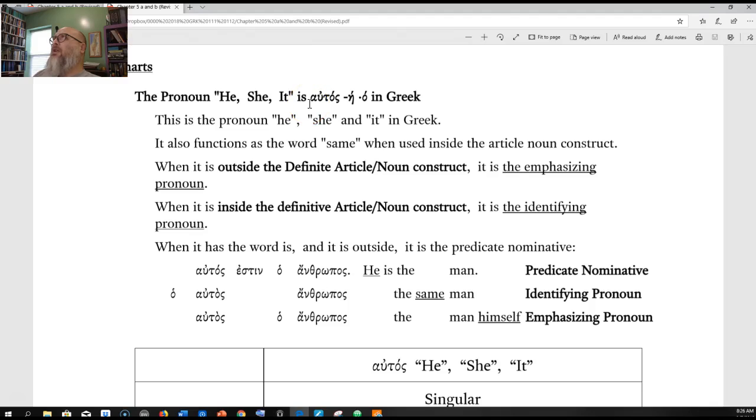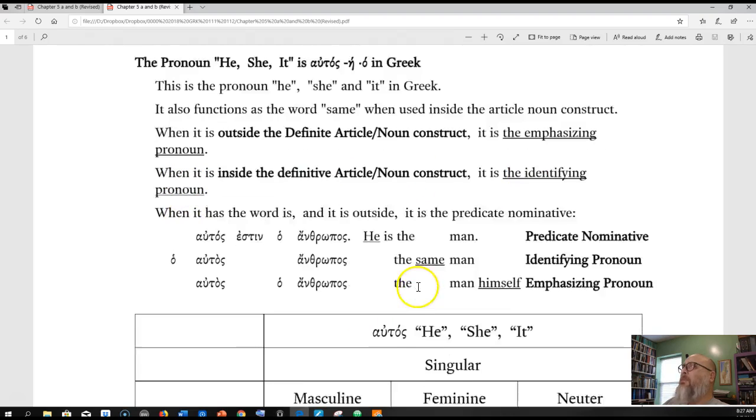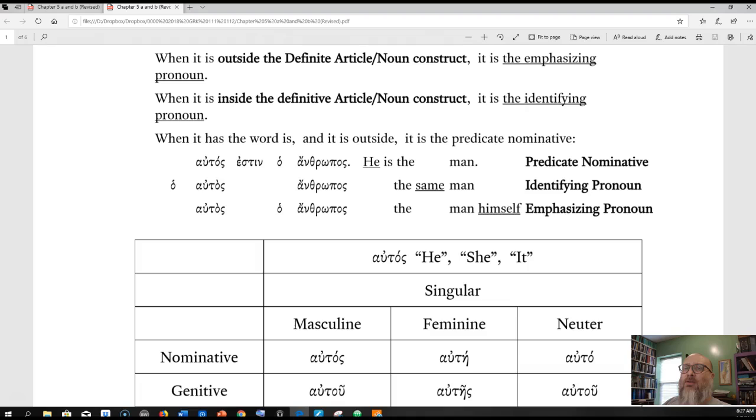So if we start here with the word he, she, or it, that's the main use of that word. That's where you want to start off when you think about autos, aute, auto. It's also used as what's called the emphasizing pronoun. And what that means is this part of the text is important. So this sentence says, he is the man, or the man is he, either one.